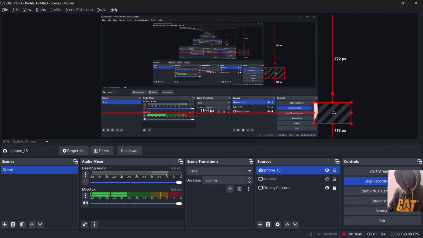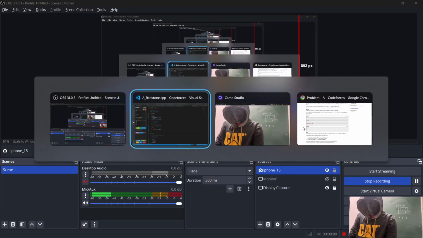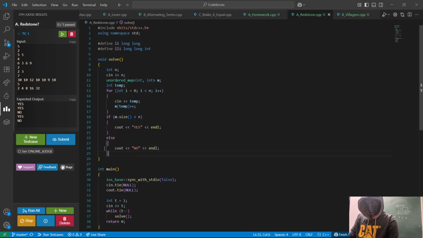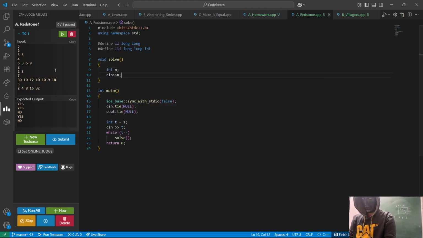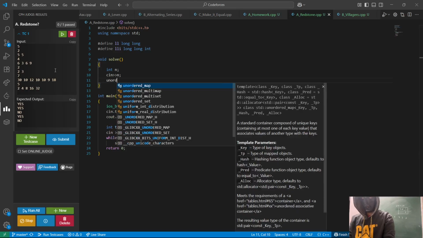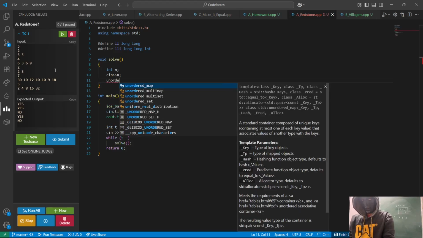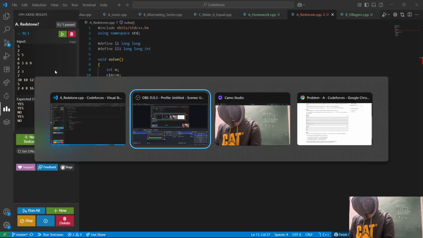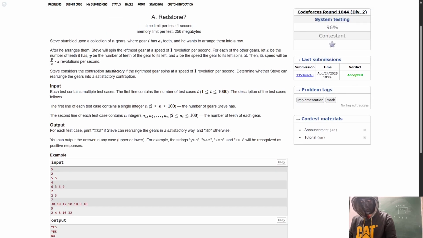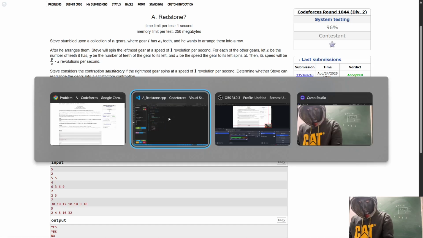Let's try to code it up. In the contest I used an unordered map, but in this case I'll be using an unordered set. So basically the first line will contain the integer t denoting the number of test cases, the second line will have n, the number of gears, and the third line will have n gears having teeth a1, a2 up to an.